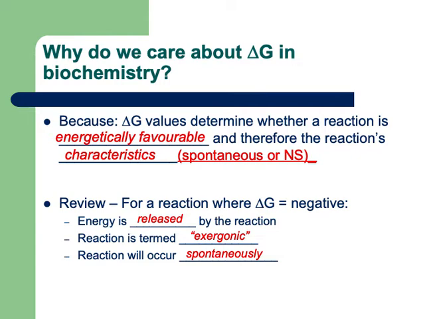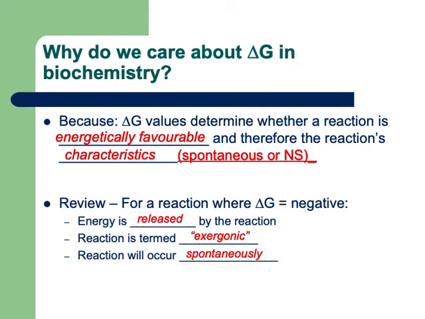So for a reaction where the delta G is negative, this is favorable. This means that we're releasing energy by the reaction, and this reaction is therefore termed exergonic. The reaction will occur spontaneously in the body. We do not have to wait for it to happen. It will happen spontaneously. And these exergonic reactions release energy within the system, within our body.